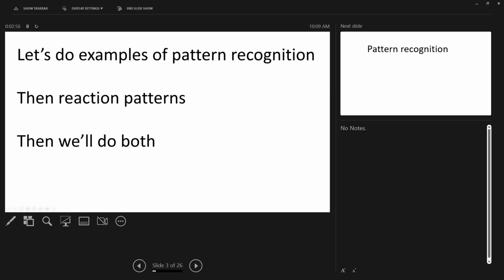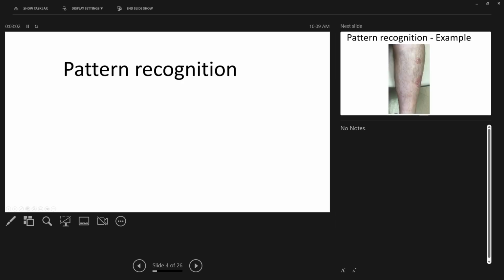So let's go through the first one. Just some examples of pattern recognition. Then we'll go through reaction patterns, and then we'll do both. So we'll go through these examples of pattern recognition. I'm going to put up a slide. I want you to think about what it is within a millisecond. And you probably will be able to do that. And that's illustrating my point here.